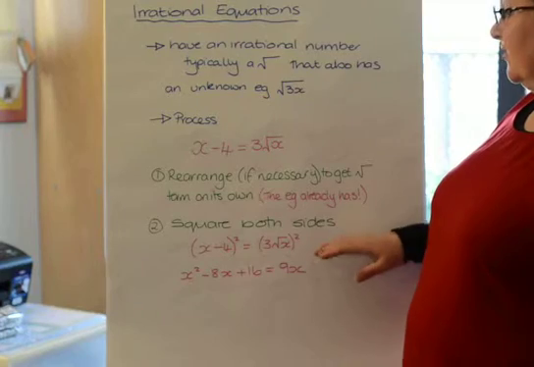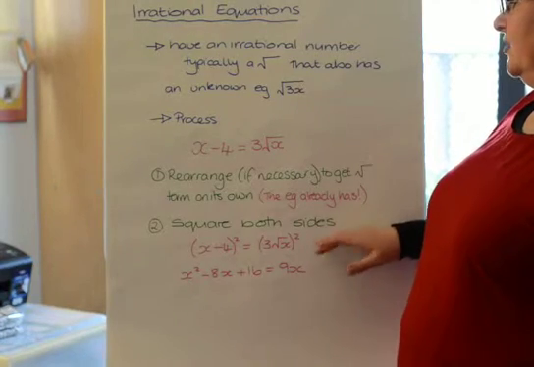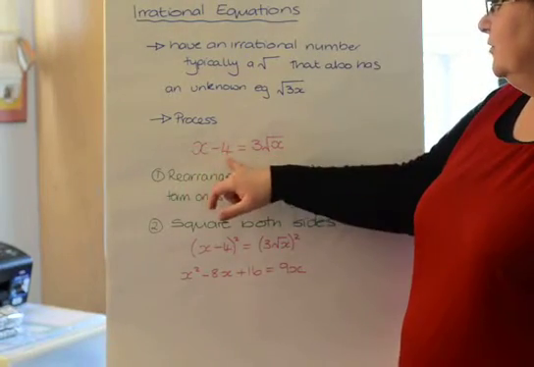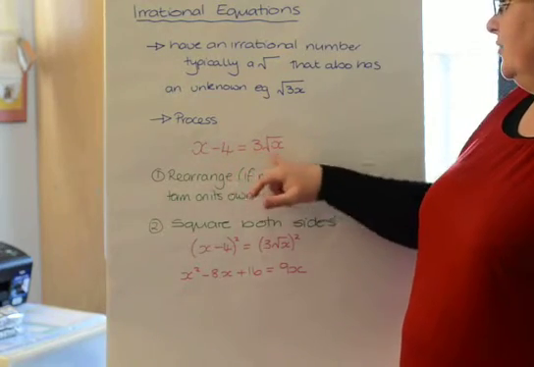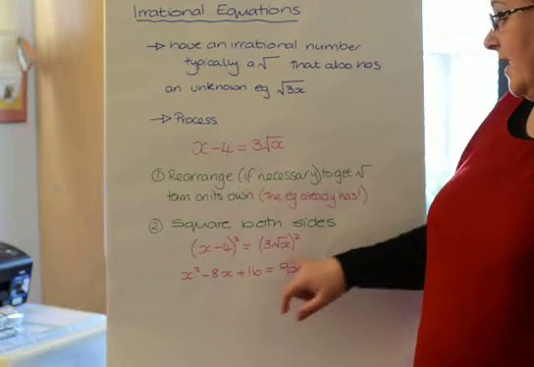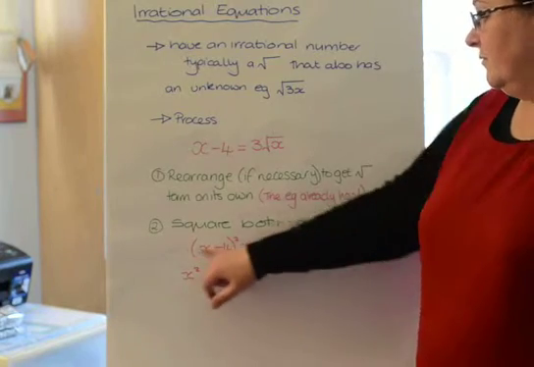Step 2 is we're going to square both sides of that equation. So I'm going to take the x minus 4 and square it, and square the 3 root x. Okay. So here we go.